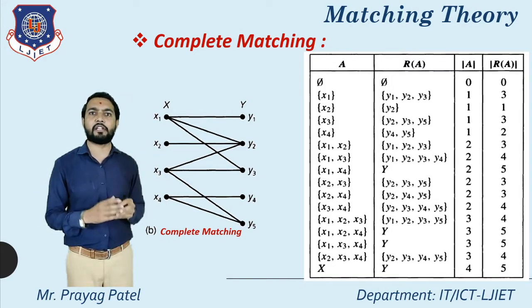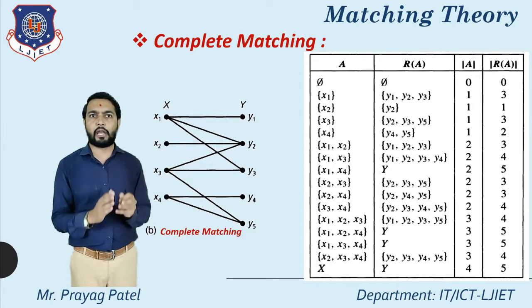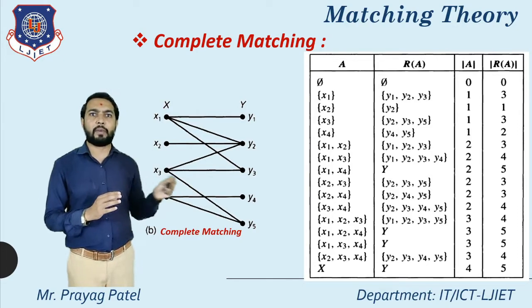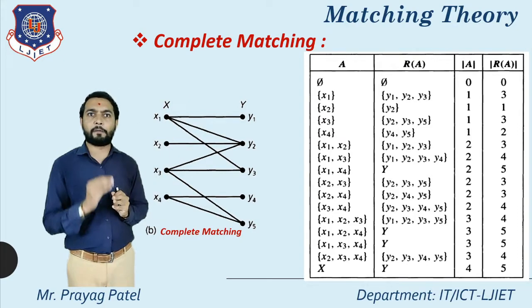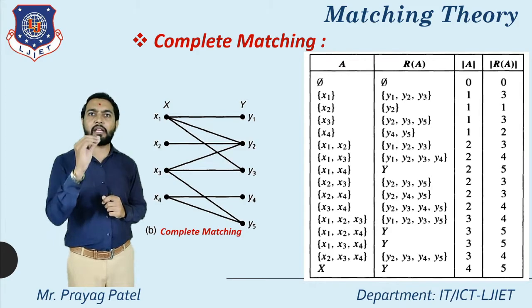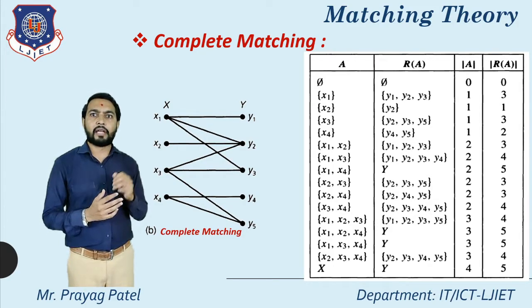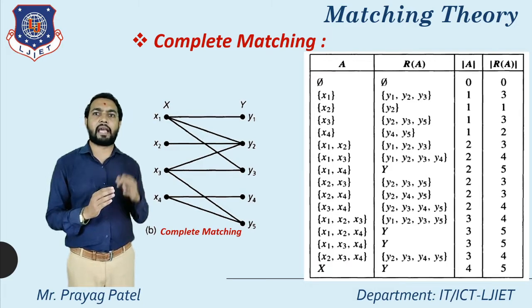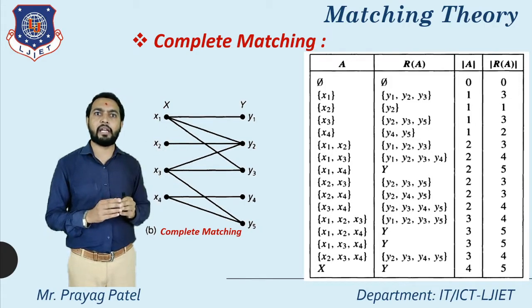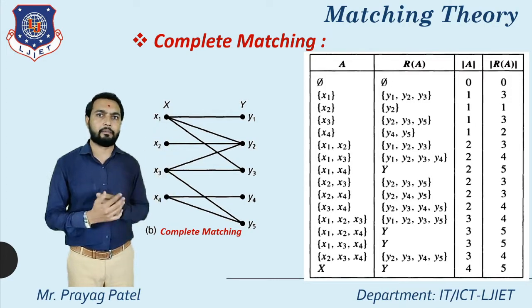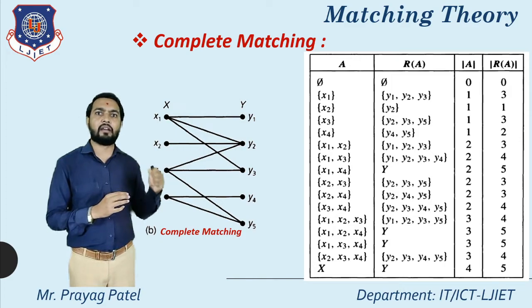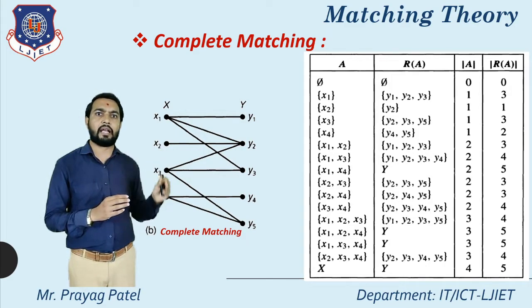Now how can we represent RA, and what are the values of |A| and |RA|? For A as an empty set, there is no element in A, so there is no element in RA, according to the first row. So the length of A and the length of RA are both 0. Now if we consider the first element in A, only x1 as A, then what is the value of RA? The elements connected with x1 in the second set Y are y1, y2, y3. Length of A equals 1, length of RA equals 3. In the same way for x2, RA is y2, so 1 and 1. Then for the third, x3, RA equals {y2, y3, y5}. Then the lengths are 1 and 3.